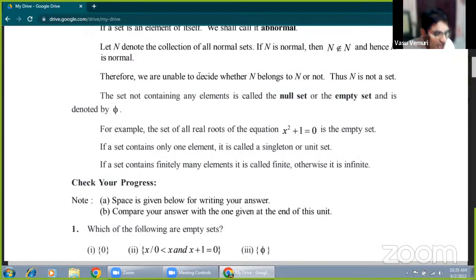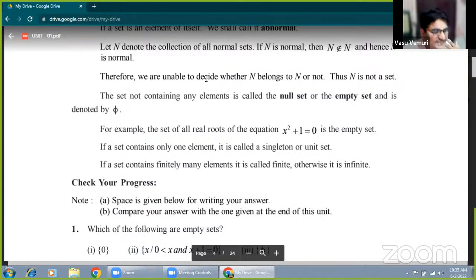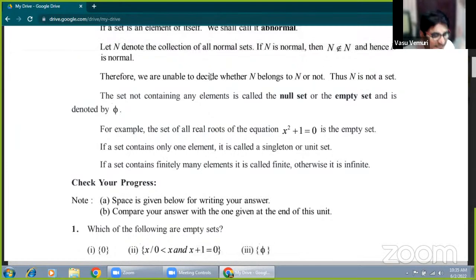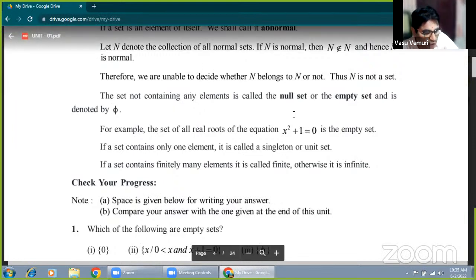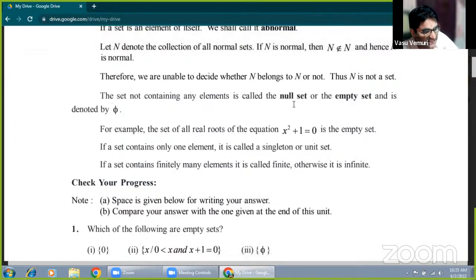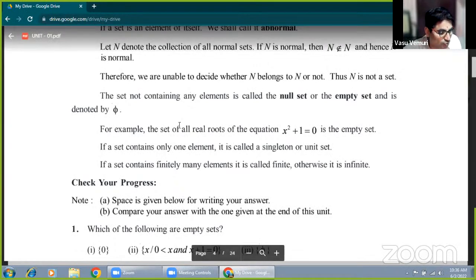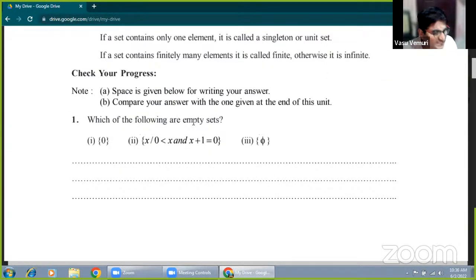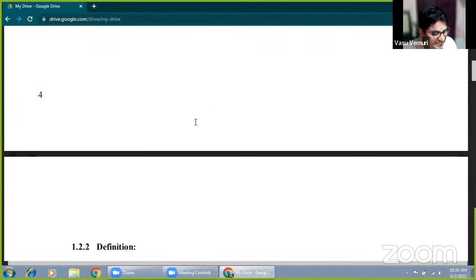Now we have already practiced in the previous classes what a set is and what the order of a set is. That is also the cardinality of a set. Suppose the null set is defined as a set in which there are no elements. The set not containing any element is called a null set. In the same manner, the null set is also the empty set, denoted by phi. This is the basic representation of a set.